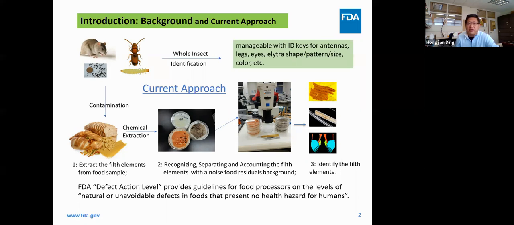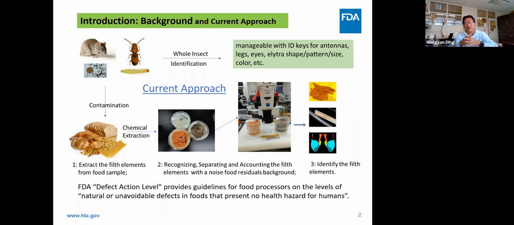That's a plate. So then the next step will be under the microscope, we recognize and separate and count all the insect fragments against a noisy food residue background. Then we can see elytra and some hair from small animals and mandible, which is part of the insect.